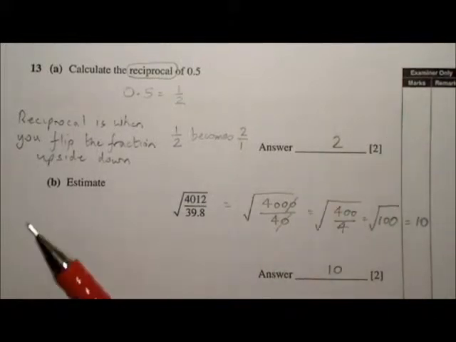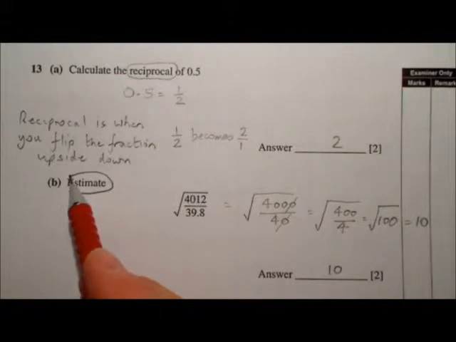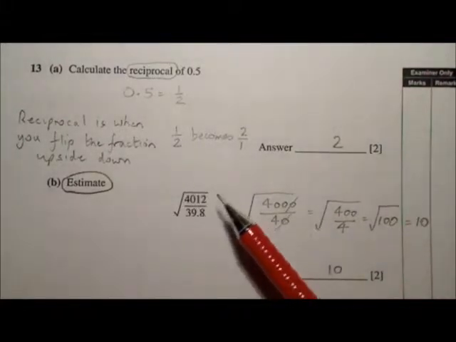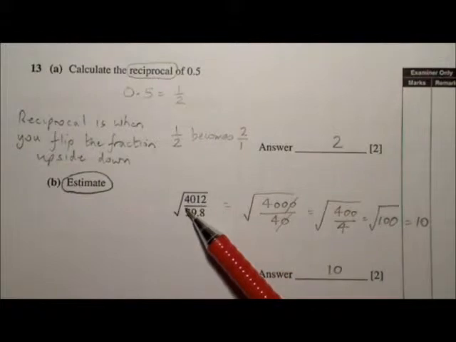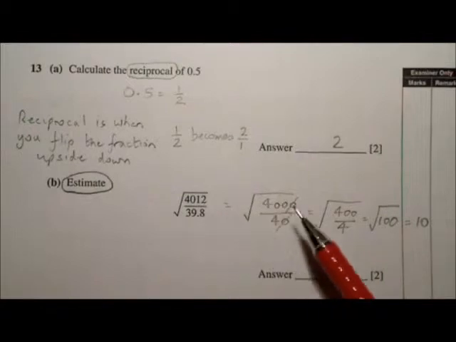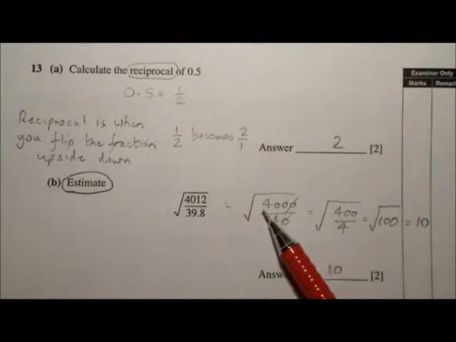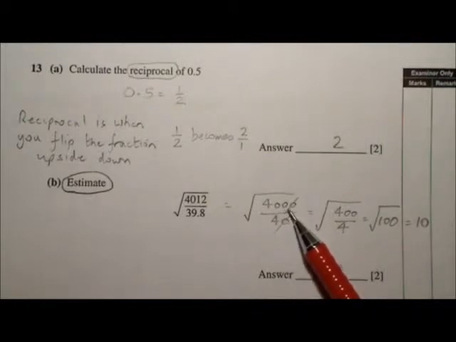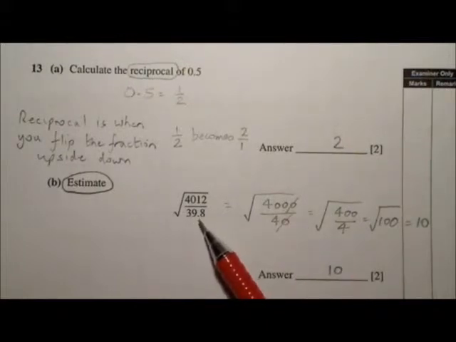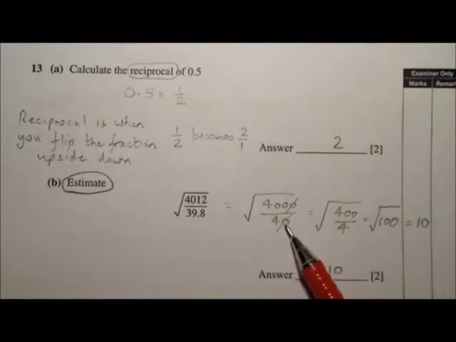Second part here is estimate. The key word here is estimate, and that's what you have to remember, where you're going to round the numbers to one significant figure. So we've got the square root of 4012 over 39.8. So the first step is to round the numbers to one significant figure. This is a number in the thousands, so we're going to round it to the nearest thousand. So 4012 rounds to 4000. That's the nearest thousand. The number in the bottom is 39.8. So that's a number in the tens, so we're going to round it to the nearest 10. So that rounds to 40.